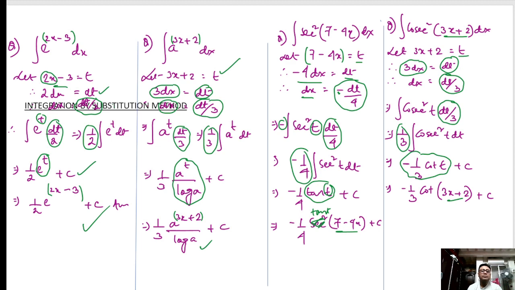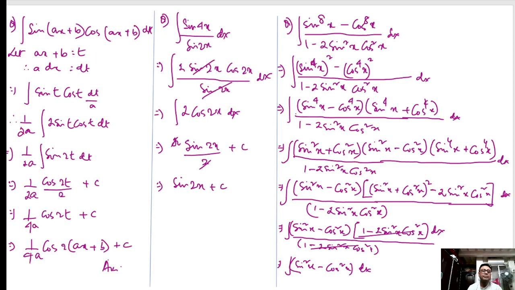Let's move ahead to the next type of sums. Integration of sine (ax plus b) and cos (ax plus b). Let ax plus b equal t. Differentiating, ax gives a dx, b gives 0, t gives dt. So ax plus b becomes t, and dx becomes dt by a, so 1 by a goes out. Now what we have done is, I have done 1 by 2 into 2. Clear? So why have we done that?